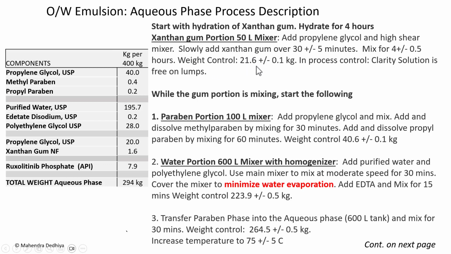In-process would be weight control and clarity. It should be free of lumps. While xanthan gum preparation is going on, other portions can be prepared.